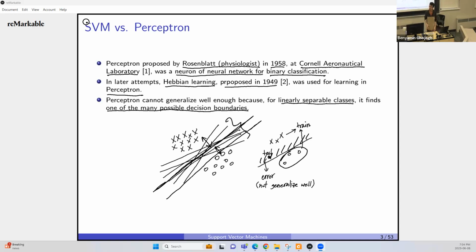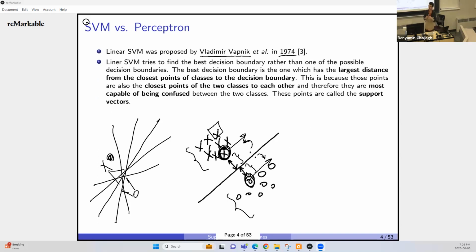Then someone named Vapnik and his team came up and said, let's find the best of them. Which one is the best decision boundary? They said the best decision boundary is the one which has the largest distance from the closest points of the two classes, which means it's exactly in the middle of the two classes. And how do we find that? Of course, this is an optimization problem.